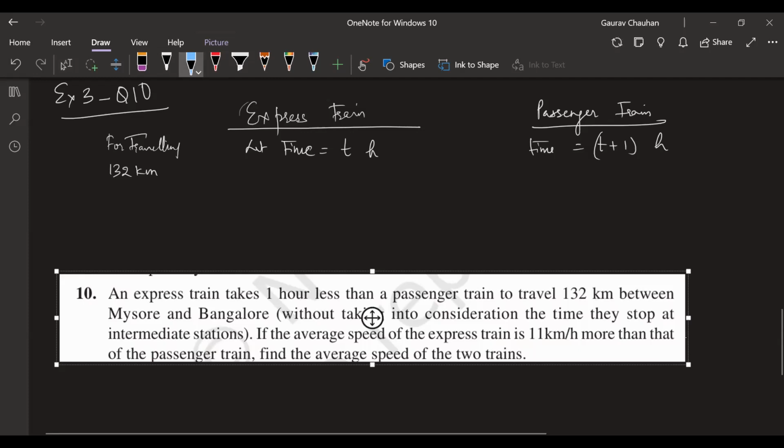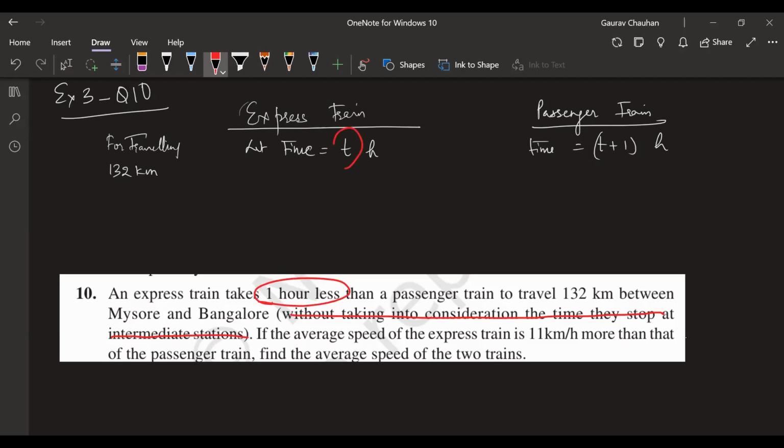So here, the first thing: without taking into consideration the time they stop at the intermediate stations, just cut this off. It's just a point you have to remember, because we are not thinking that they're stopping. It's an ideal situation, like the train is going without stopping. No one is stopping in between. It's going at average speed only. Leaving this out, now I'm thinking the express train takes 1 hour less. So if the express train takes t, the passenger train takes 1 hour more, that is t plus 1, for traveling 132 kilometers. Are we good with this? Now comes the part of speed.